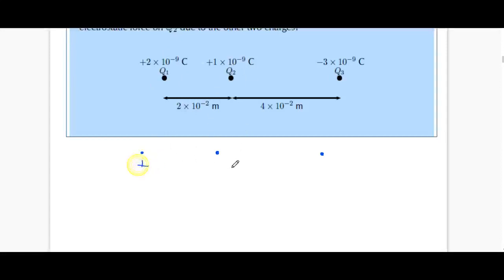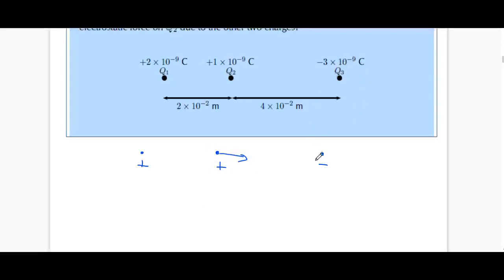So this is positive, this is positive, and this is negative. Remember, positive and positive, like charges, repel each other. So this one is going to repel this one to the right. And what about this one?